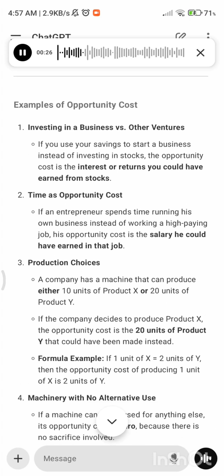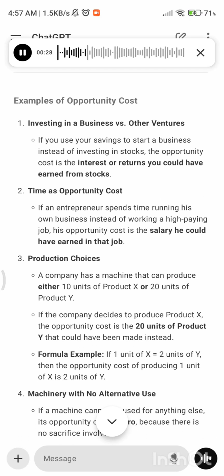Examples of opportunity cost. 1. Investing in a business versus other ventures. If you use your savings to start a business instead of investing in stocks, the opportunity cost is the interest or returns you could have earned from stocks. 2. Time as opportunity cost. If an entrepreneur spends time running his own business instead of working a high-paying job, his opportunity cost is the salary he could have earned in that job.